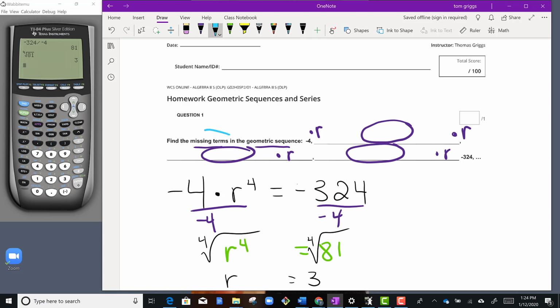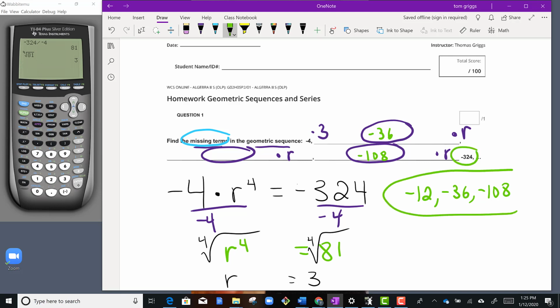But remember, the question said find the missing terms. So instead of multiplying by r, we're going to multiply by 3. -4 times 3 is -12. -12 times 3 is -36. -36 times 3 is -108. And -108 times 3 gives you -324. That's how we know we've done it correctly there.